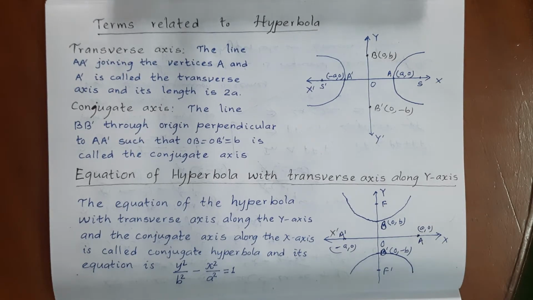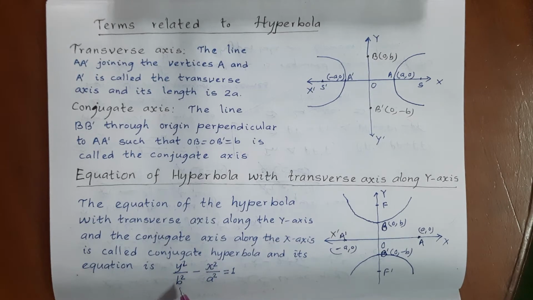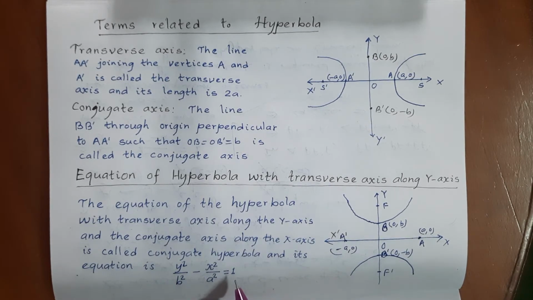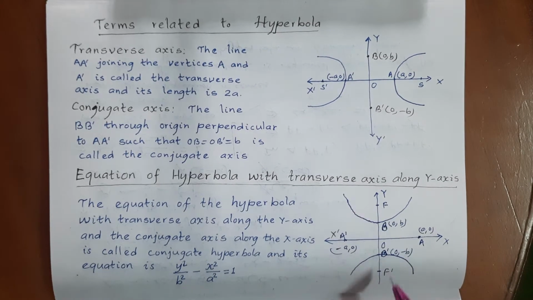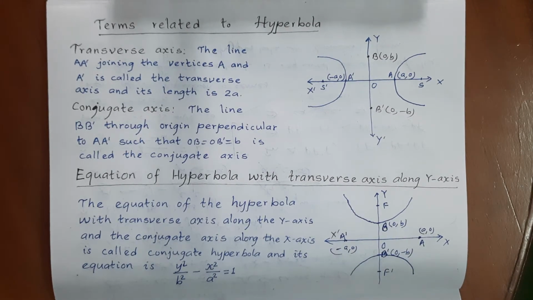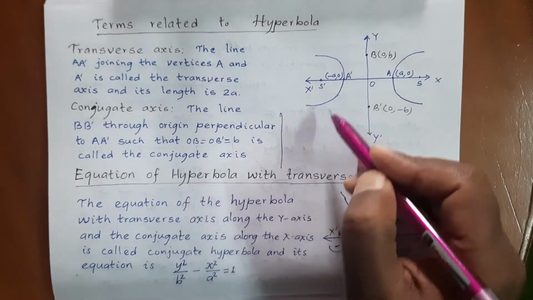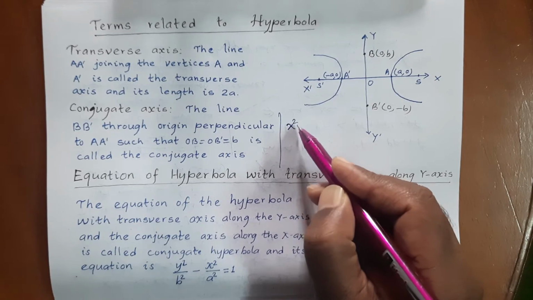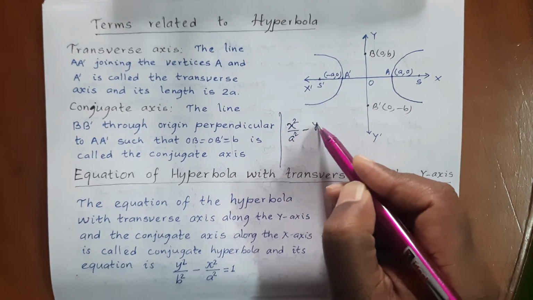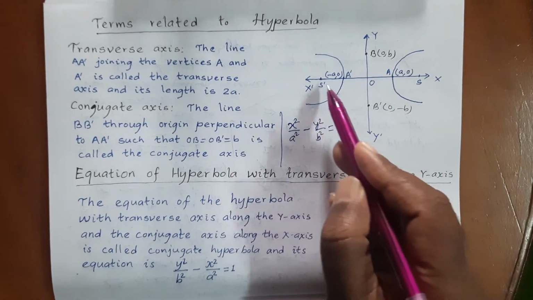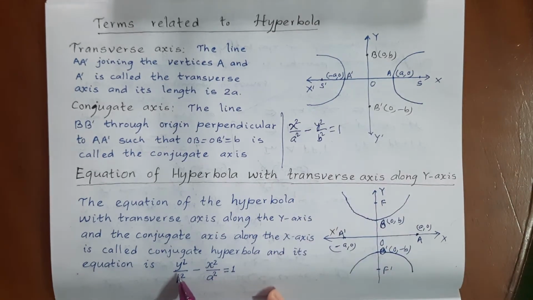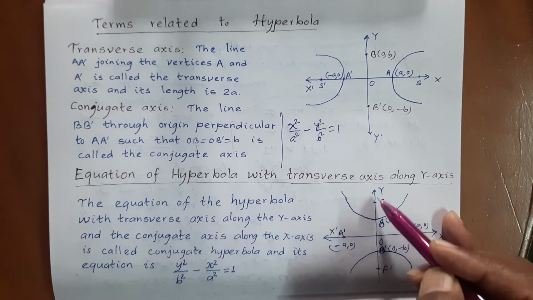And here the equation of the hyperbola is y square over b square minus x square over a square equals 1. If the y square term is positive, then the transverse axis is along the y-axis. If the x square term is positive, then the transverse axis is along the x-axis. In that case the equation of the hyperbola is x square over a square minus y square over b square equals 1. So here the x square term is positive, so the transverse axis is along the x-axis. Here the y square term is positive, so the transverse axis is along the y-axis.